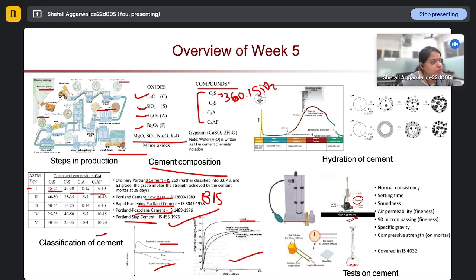So if we are using high alumina cement, there are chances that our strength, like from this graph, if you can see, we have a higher strength as compared to ordinary Portland cement. Also, there are chances of low heat of hydration or slow reaction or anything like that. So that is the high alumina cement.